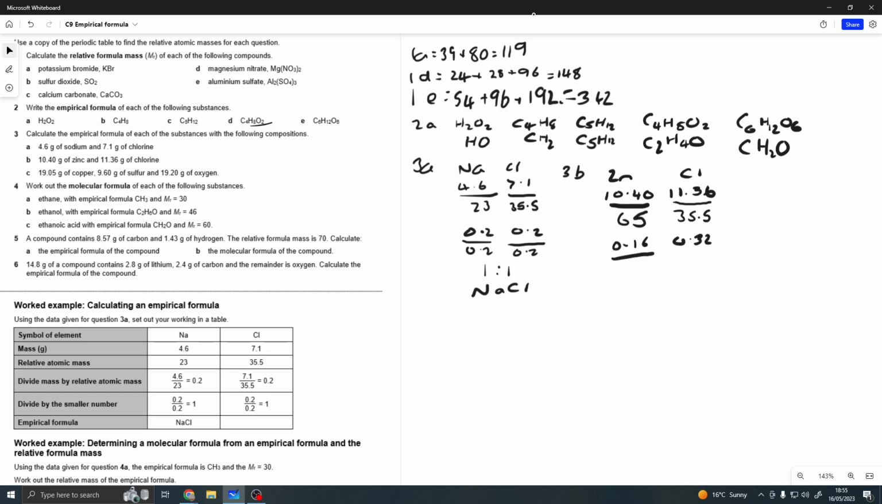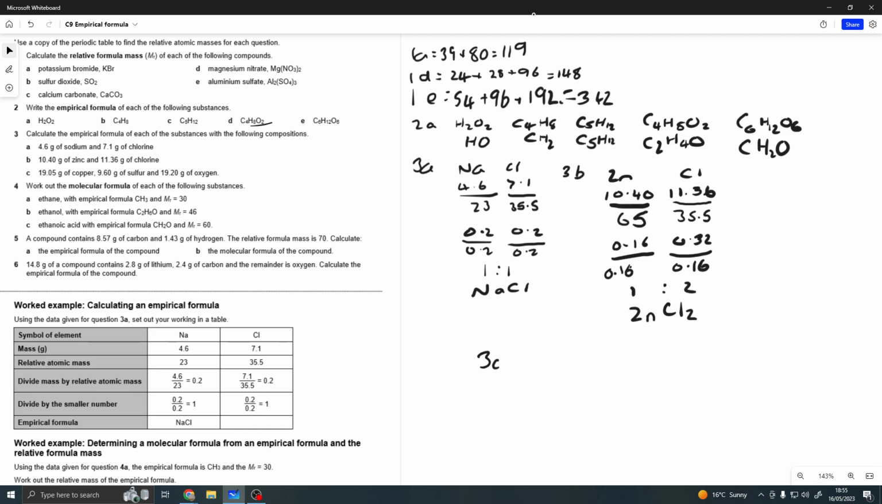So we divide both of those by 0.16 to get the simplest whole number ratio. Okay. Divided by 0.16. Should probably be able to do that on my calculator, but I thought I'd use my calculator anyway. So we have a ratio here of 1 to 2, or ZnCl2. Lovely. Our last one I'll do down here, 3C.